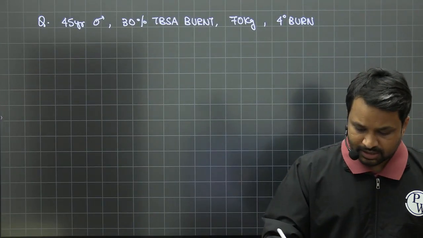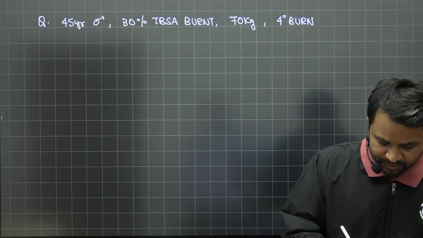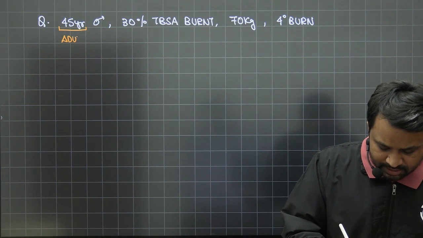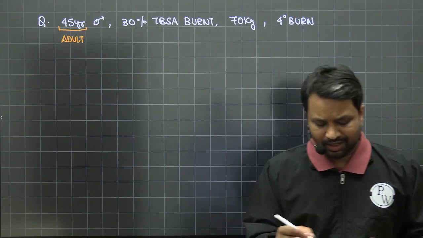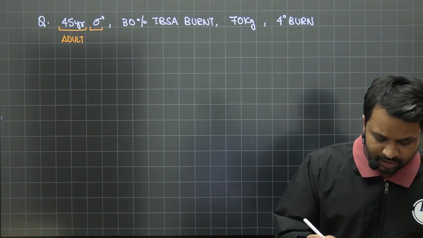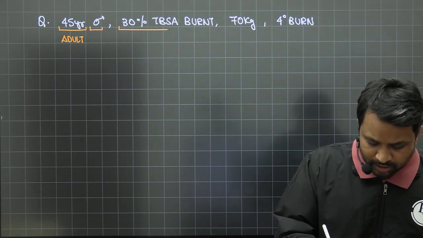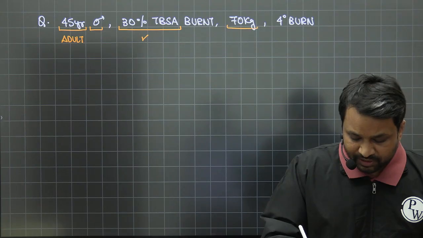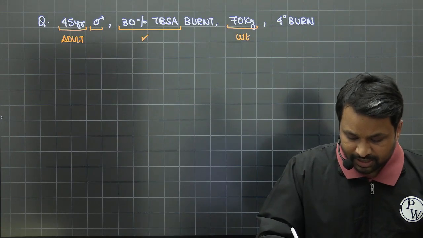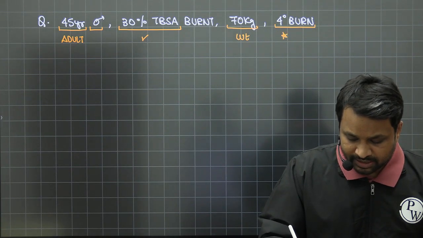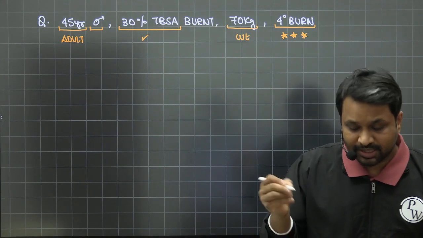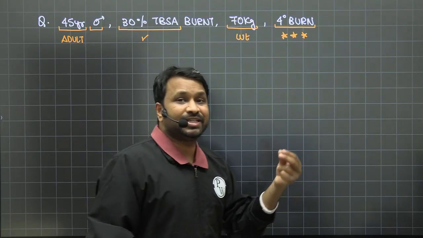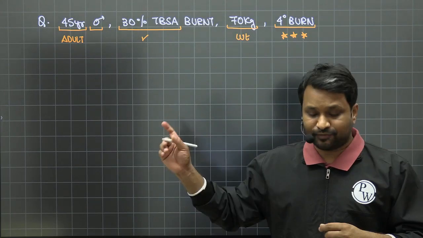Now, when you look at this, the first thing, which is saying 45-year-old, is going to tell me that it is an adult. So age is going to be important for that. Sex does not matter, male or female, it's okay. I have the percentage of total body surface area burned, that is your 30%. I have the weight which is required to calculate, and this is the most important one, the degree of the burn. Because this is going to tell me what I am going to use. Am I going to use 2 ml per kg, 3 ml per kg, or 4 ml per kg? It's a 4 degree burn.